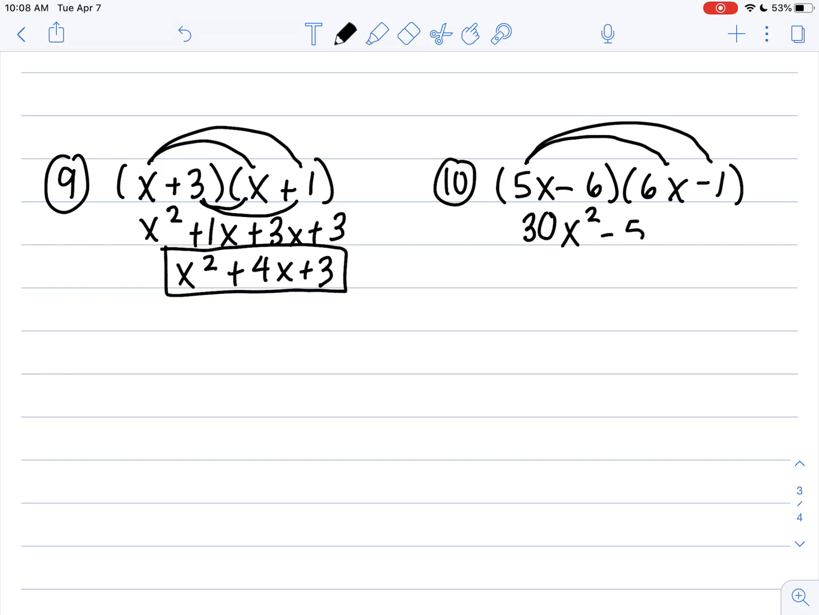5x times negative 1, negative 5x. Negative 6 times 6x is negative 36x. And negative 6 times negative 1 is positive 6. Make sure you know that this 6 is a negative and this 1 is a negative, because a lot of people will multiply like 6 times negative 1. But that's a negative 6, so be careful there. 30x squared minus, that's 41x plus 6.